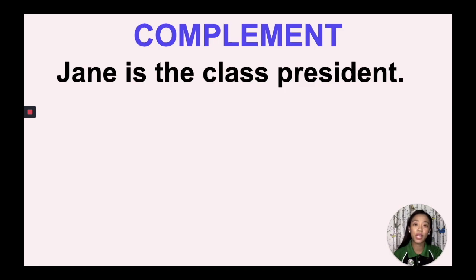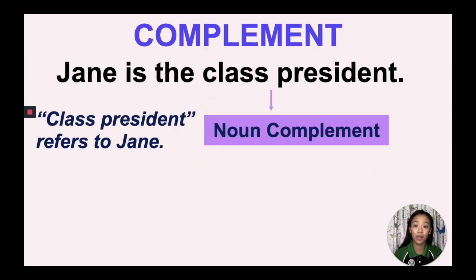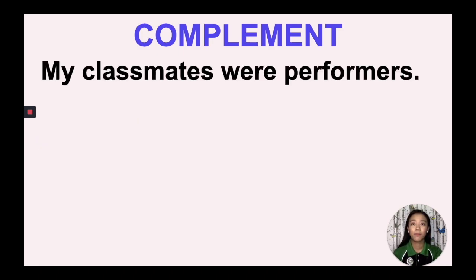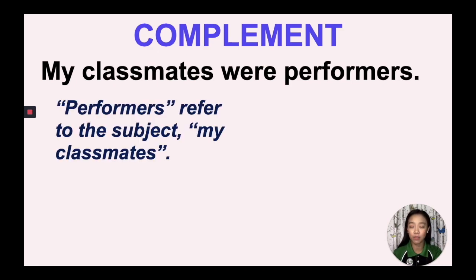Let's look at another example sentence. Jane is the class president. The complement in this sentence is the class president because it refers to the subject Jane. Another example sentence. My classmates were performers. Performers refers to the subject my classmates. Therefore, it is the noun complement in the sentence.